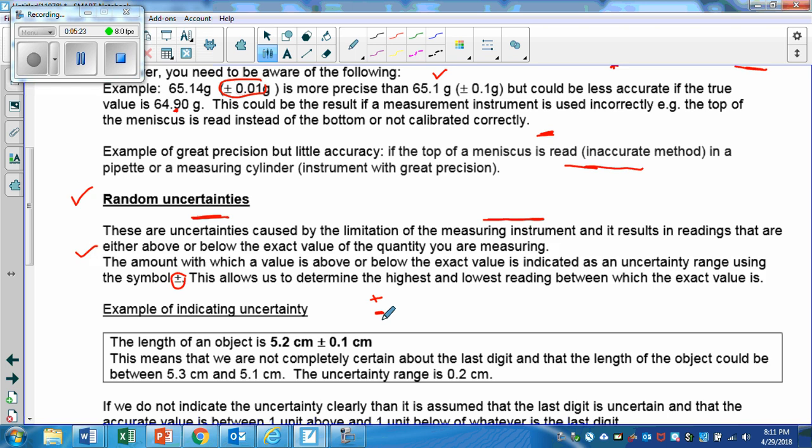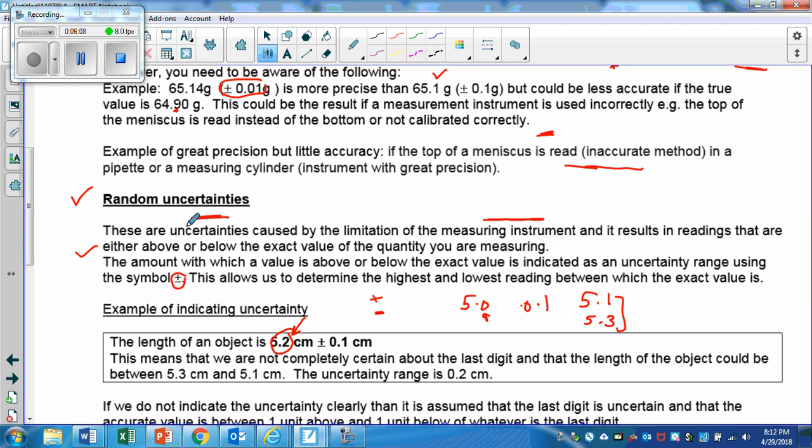So let's say the measured value is 5.2. The uncertainty is going to be the smallest digit for the digital equipment, so it is 0.1. That means for this measurement, the accurate value can range from 5.1 to 5.3. So that is the range of your measurement. This means that we are not completely certain that the last digit is accurate. It could be between 5.1 and 5.3. The uncertainty range is 0.1 for this and 0.1 for this, so it will be 0.2.